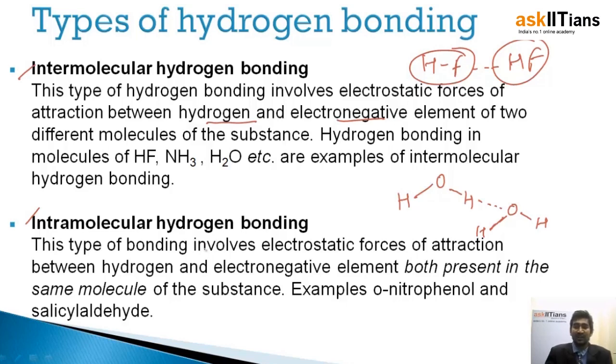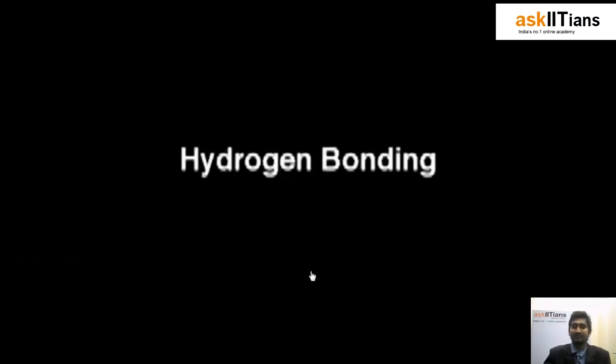In case of intramolecular hydrogen bonding, we have the attraction of hydrogen and an electronegative element, but both are present in the same molecule. For example, orthonitrophenol. Now, better to recap about hydrogen bonding by a video.